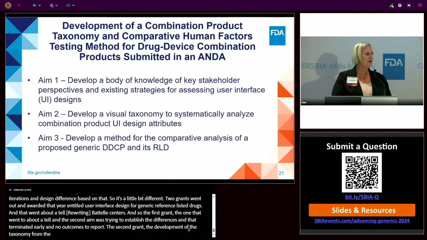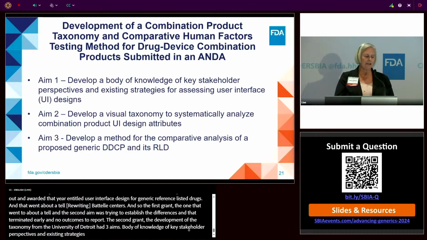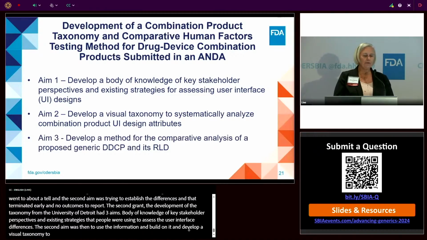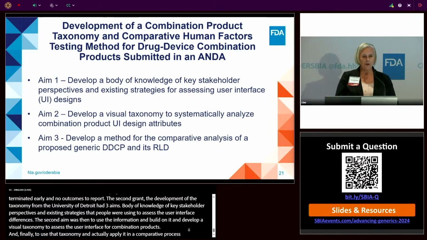The first aim was to develop a body of knowledge of key stakeholder perspectives and existing strategies that people were using to assess the user interface design differences. The second aim was then to use that information and build on it and develop a visual taxonomy to assess the user interface for combination products. And finally, to use that taxonomy and actually apply it in a comparative process using a reference drug and a generic drug.